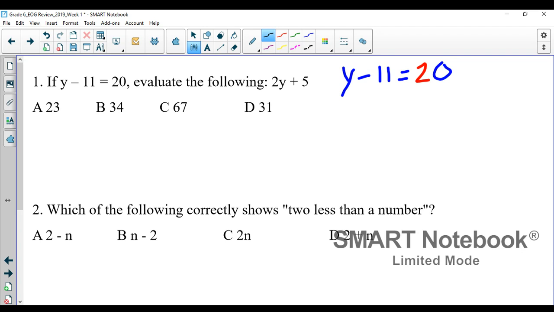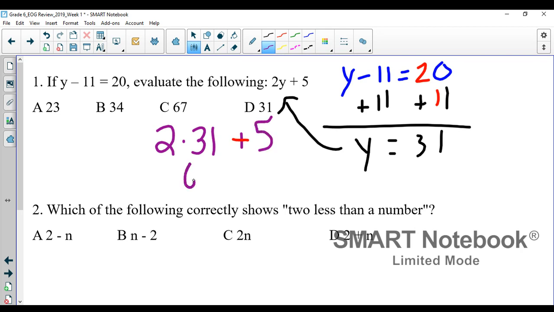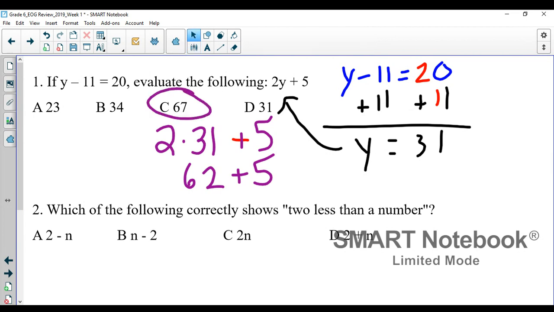So the first thing we're going to do is add 11 here, add 11 here, and find out that y is equal to 31. The next thing that we're going to do, now that we know that y is 31, is apply it to this expression. So 2 times y, which is 31, plus 5. And 2 times 31 is 62, and 62 plus 5 is 67.